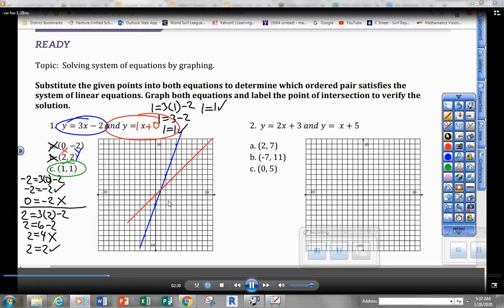That's what it looks like when you solve a system by graphing. There's the work algebraically. There's how it looks graphically. That's the point, 1, 1.